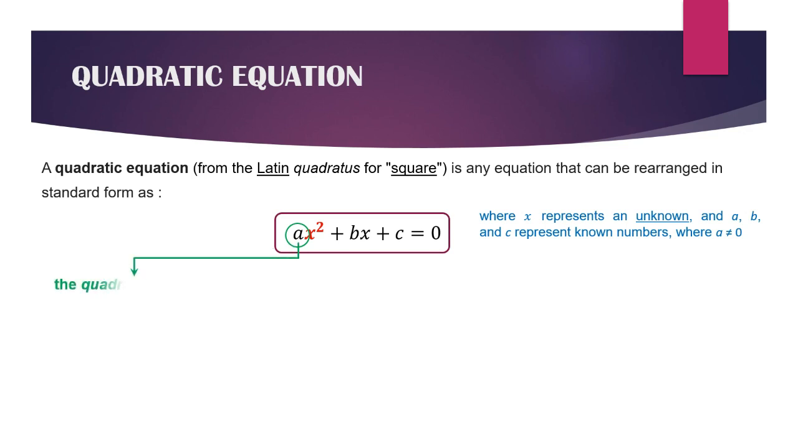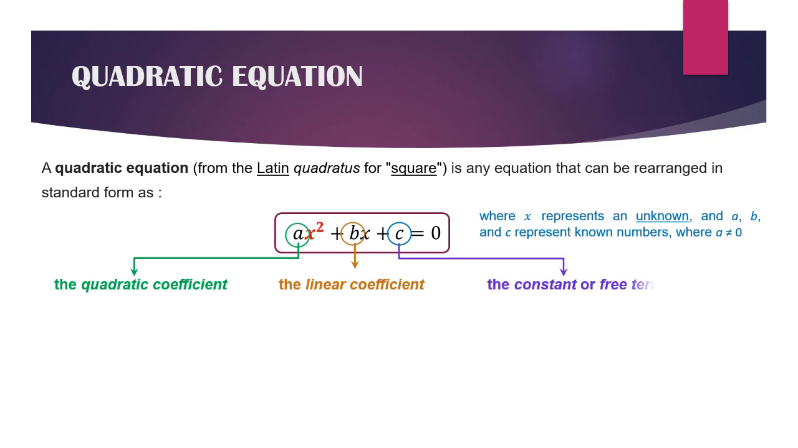A is the quadratic coefficient. B is the linear coefficient. And C is the constant or free term. So a, b, and c are coefficients.